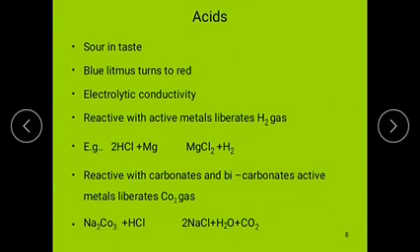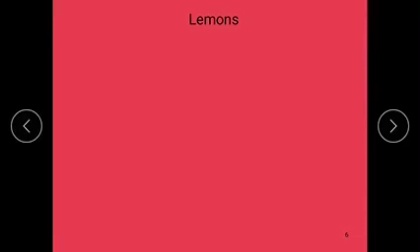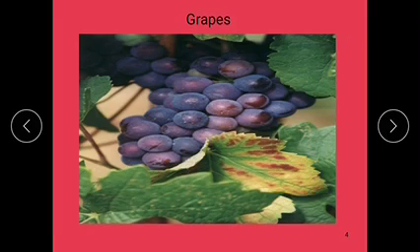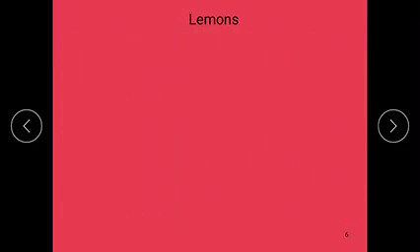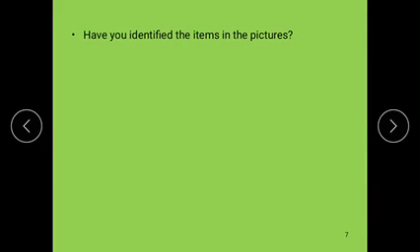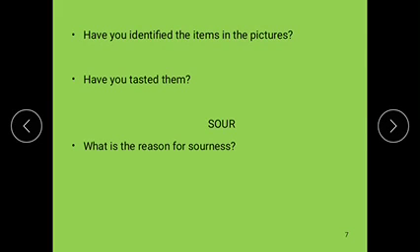Here we have the examples of grapes, tamarind, lemons. Have you identified these items in the pictures? Have you tasted them? Yes, they have a sour taste. What is the reason for the sourness? Because these are acids.